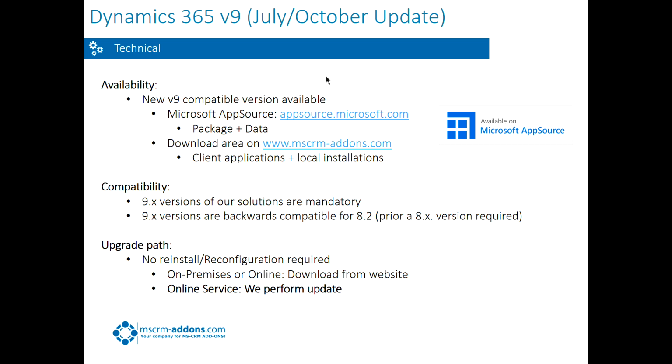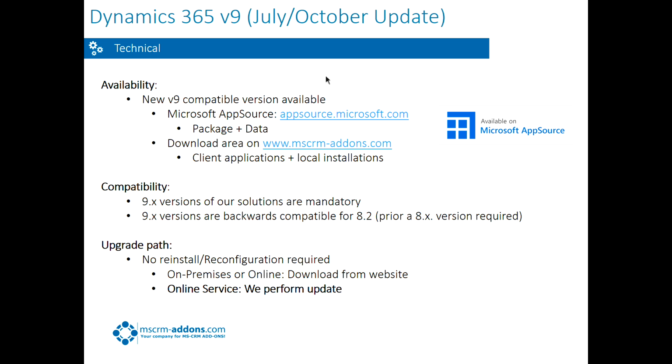As far as the upgrade path, it's really simple to do. If you've used our products before and we've asked you to update to another version, you know how simple it is. It doesn't require a reinstall or reconfiguration. For on-premise or for online, where you're hosting the server piece or the client pieces, you just download it from the website and run the installer. The installer automatically sees that you have an older version of the product installed, and it updates it to the latest version.